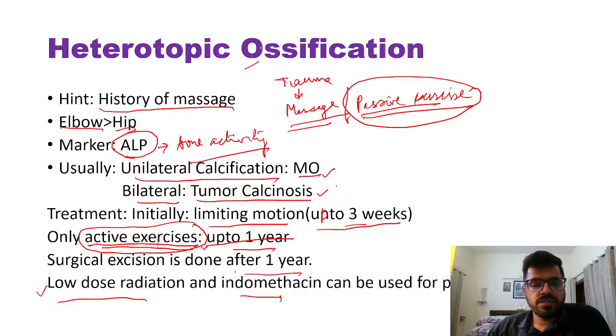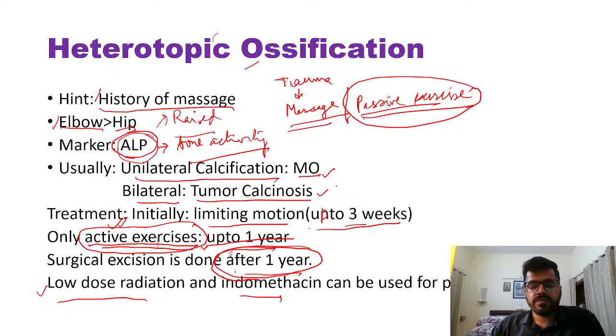So there's a history of massage. Elbow is the most common site. ALP will be raised, and we do not have to operate till 1 year. We have to operate after 1 year, and we do only active exercises. No massage, no passive exercise.